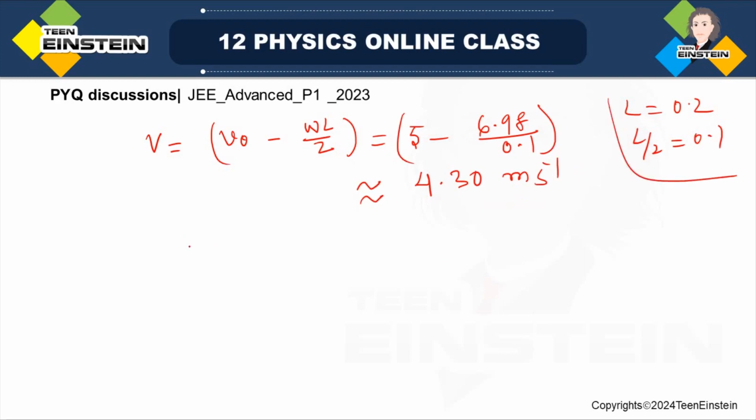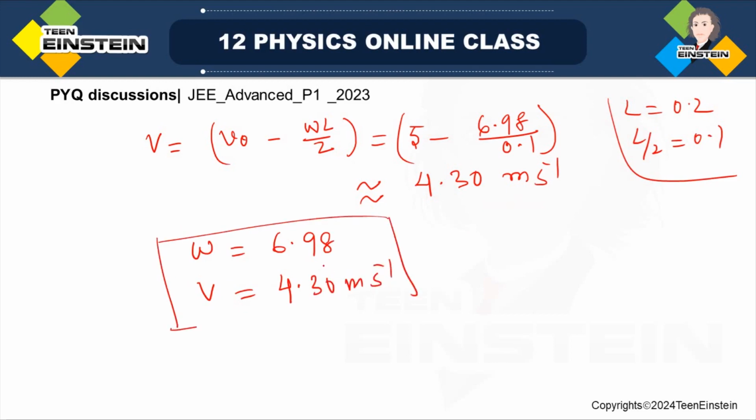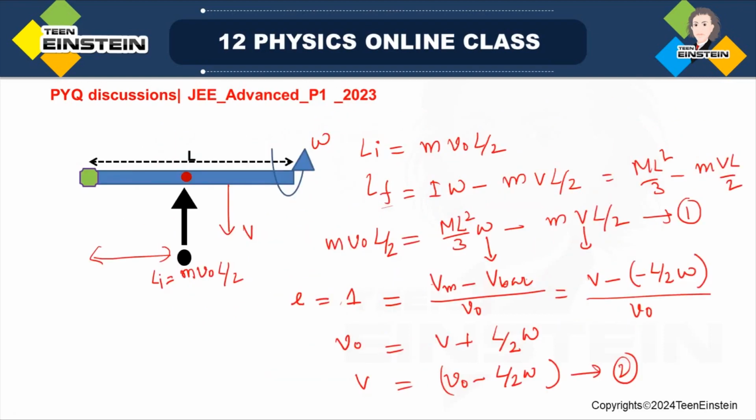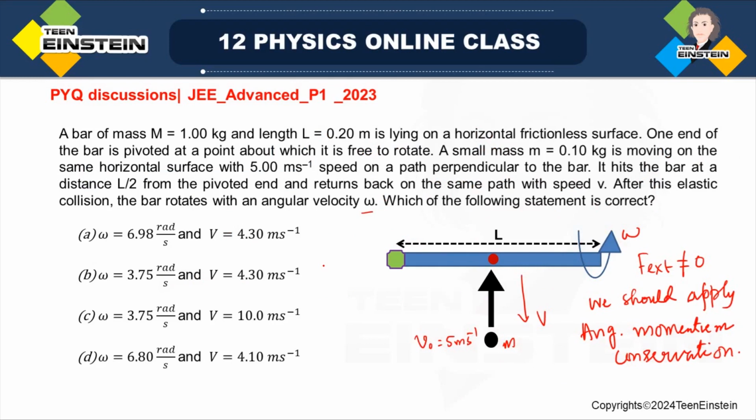So look, then what we get, omega is equal to 6.98 and V is equal to 4.3 meter per second. So these are the set of answers for this question. Look at the options here. So I have got the first option to be correct for this problem.